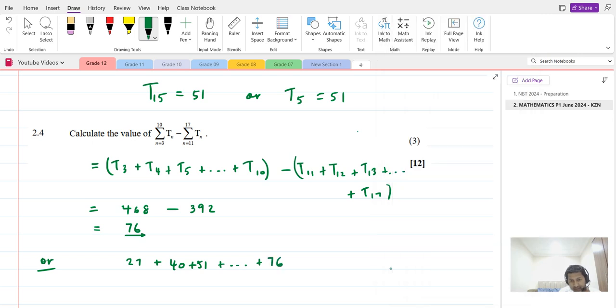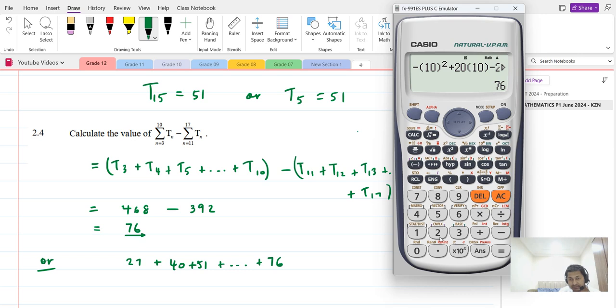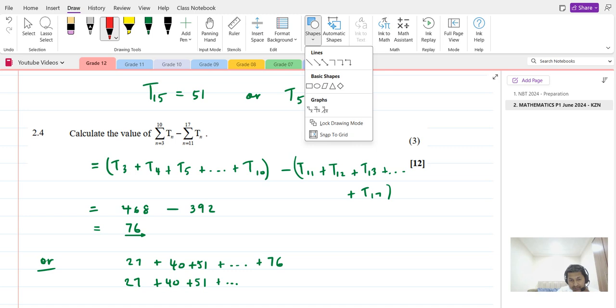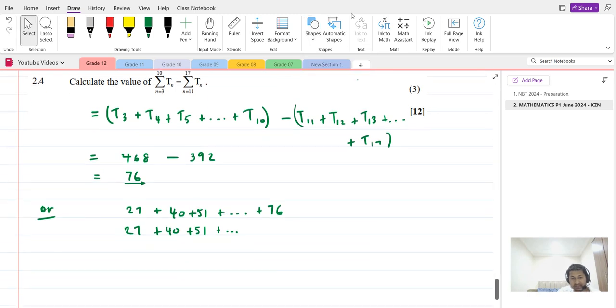This is term 10. If we work out term 17, we are kind of working out all the terms backwards. Yes, term 17 is 27. So I'm writing this backwards. Then you're going to have plus 40, plus 51, plus dot dot dot, plus a term before this will cancel out. So all these terms cancel out, and all you are left with is 76.